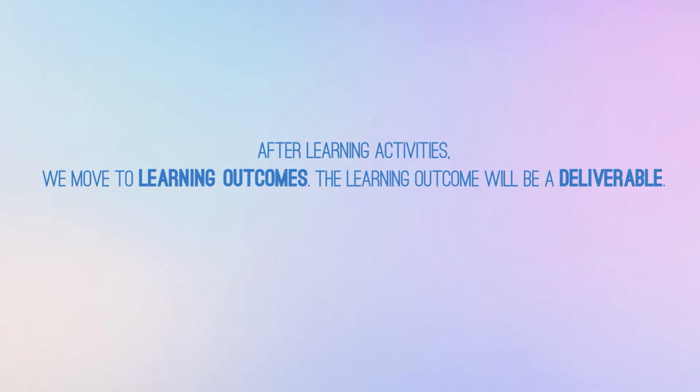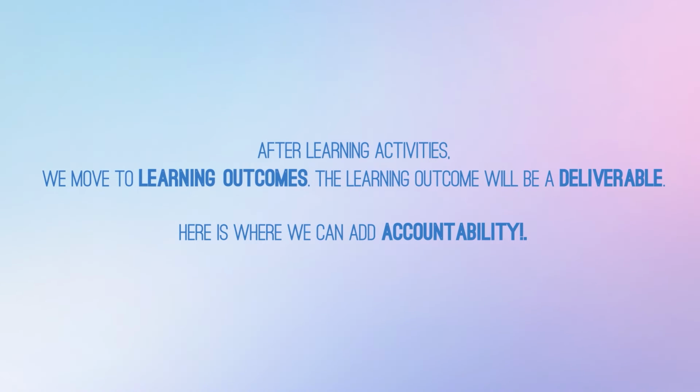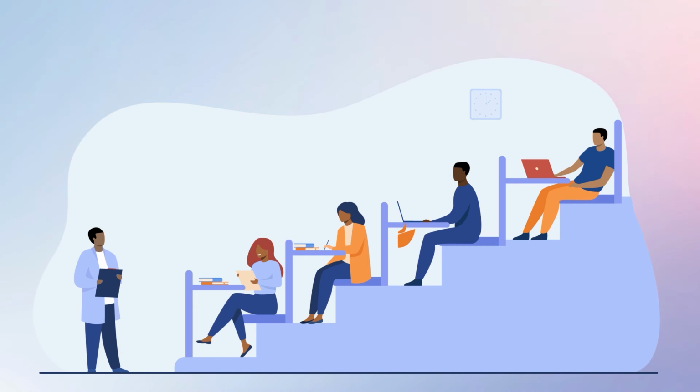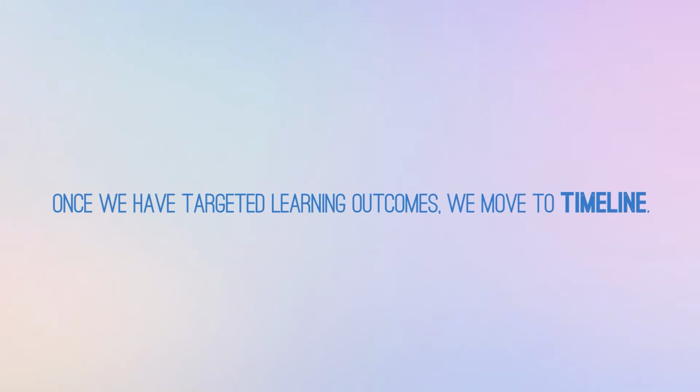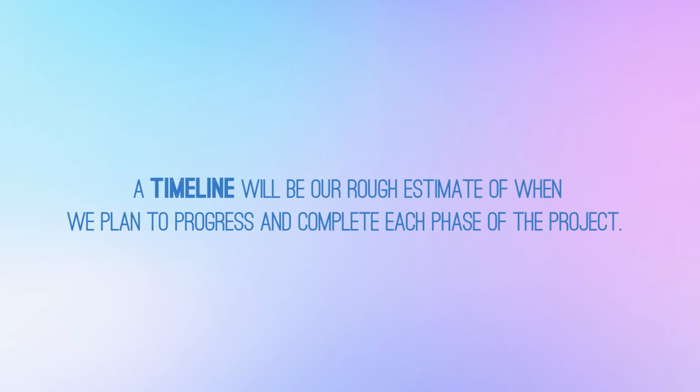After learning activities, we move to learning outcomes. The learning outcome will be a deliverable. Here is where we add accountability. If we return to our example, we might produce deliverables such as presentations, guidebooks, manuals, videos, handouts, or manuscripts. Once we have targeted learning outcomes, we move to a timeline. A timeline will be our rough estimate of when we plan to progress and complete each phase of the project.